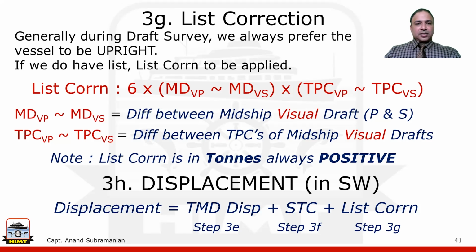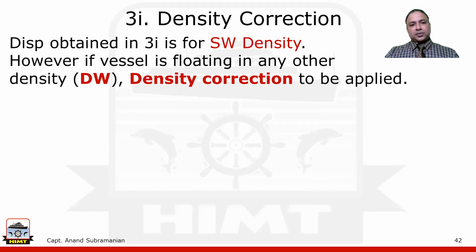We add up the STC, the second trim correction, and the list correction, and we come to what is called the final displacement of the ship. But remember, the hydrostatic tables give values for salt water, so the displacement we obtain is also the salt water displacement. Now, depending upon the density in which the ship is floating, you will have to apply the density correction.